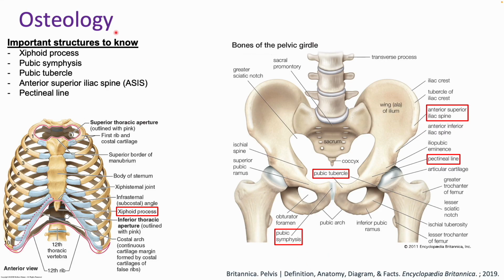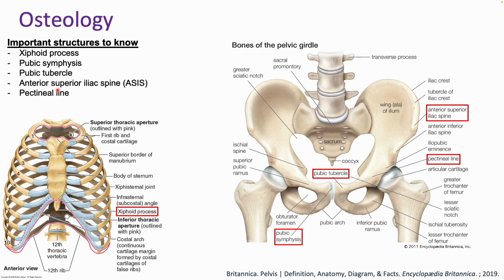So to start this off, we'll look at some osteology, a little bit of review, and a little bit of new stuff. We want to be familiar with the xiphoid process, which is going to be right here. Remember, that's the most inferior portion of the sternum. We have our pubic symphysis, and looking down here at the pelvic region, we have a lot of bony stuff that we want to look at. First is our pubic symphysis, which is highlighted here, and that's the piece connecting the two plates of the pelvis.